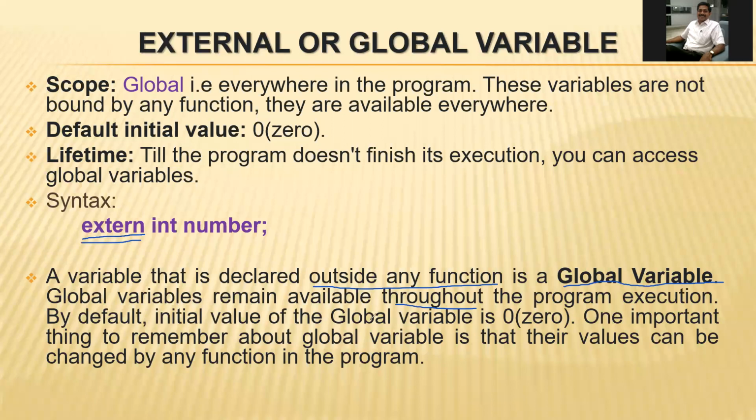By default, the initial value of the global variable will always be 0. And one important thing to remember about the global variable is that their values can be changed by any function of the program. So values can be changed with any function in the program. So external variable or global variable will be declared outside of any function. See here, outside of any function, you can declare this variable.